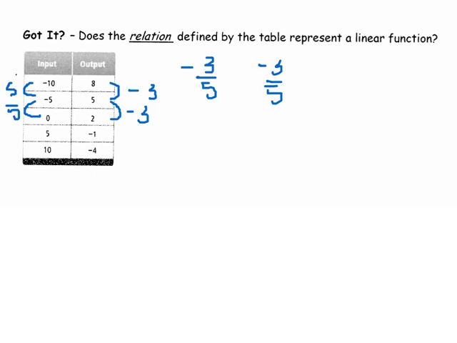So far, so good. 2 to negative 1 goes down 3. 0 to 5 goes up 5. So that's negative 3 over 5. That's good. And negative 1 to negative 4 is down 3. 5 to 10 is up 5. So that's good. Now I'm going to go ahead and extend this a little bit.